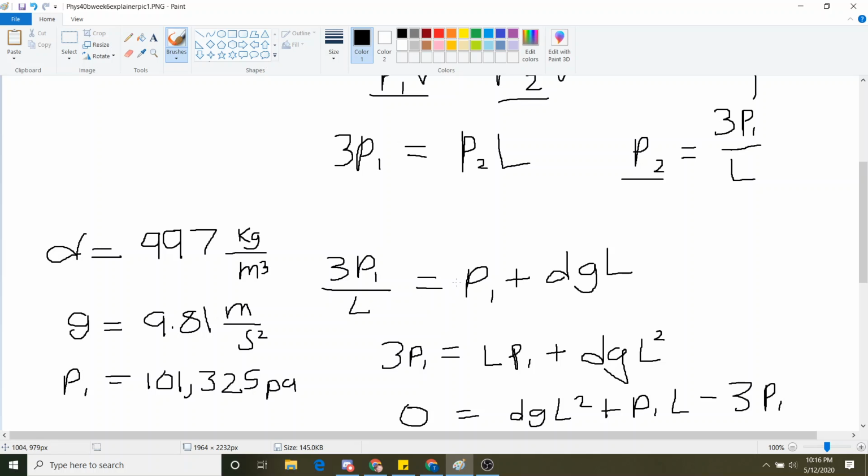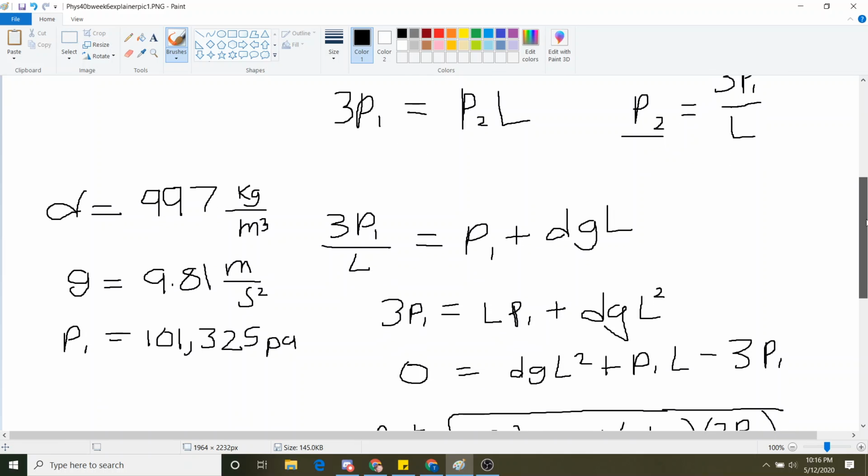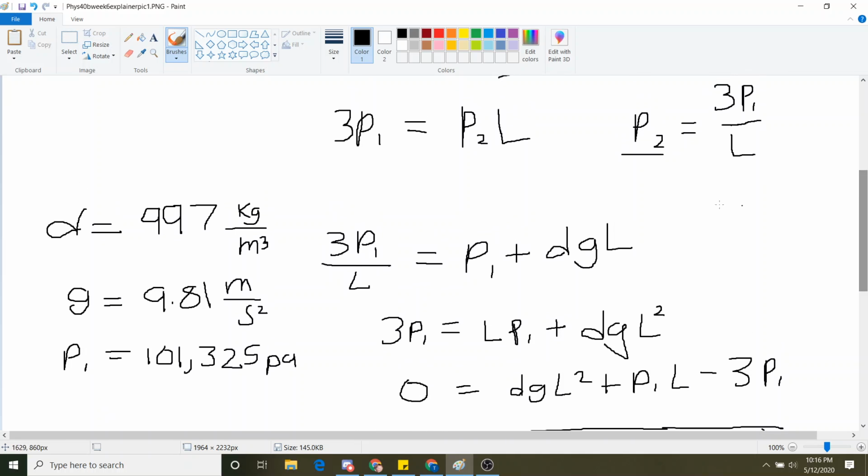3P1 over L equals P1 plus density multiplied by the gravitational constant multiplied by length. So if we do that, we can rearrange the equation to try to solve for L right here, because that's what the problem asks us to solve for. And we know that the density of water from a quick Google search is 997 kilograms per meter cubed. We know what the gravitational constant is, 9.81 meters per second squared, and we know what P1 is from our assumption.